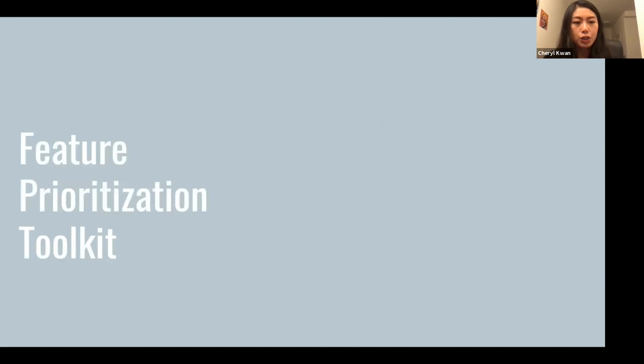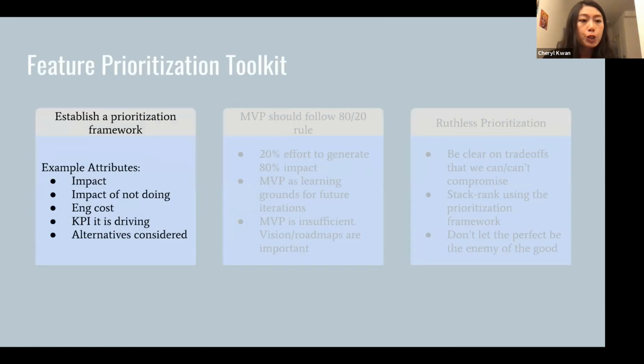Okay, so that was solution ideation, and we're now going to go to the feature prioritization toolkit. The first one for feature prioritization is, you've now identified your goals and your KPIs from solution ideation. You've already done half the work as far as establishing a prioritization framework. So now we'll do the other half, which is building out more of this framework.